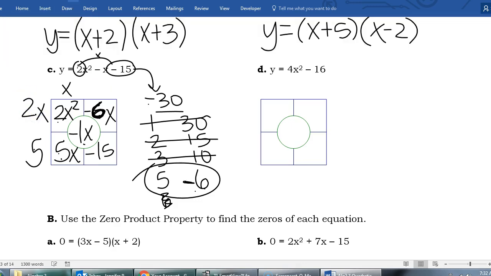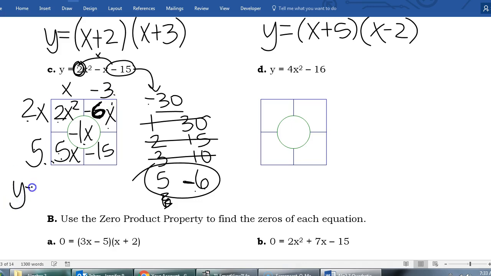What I want here then is 2x times what gives me negative 6x, and that would be a negative 3. 2 times negative 3 is negative 6. So when your leading coefficient is 1, these are going to always be the same. But when you have a non-1 up there, these are not always the same.